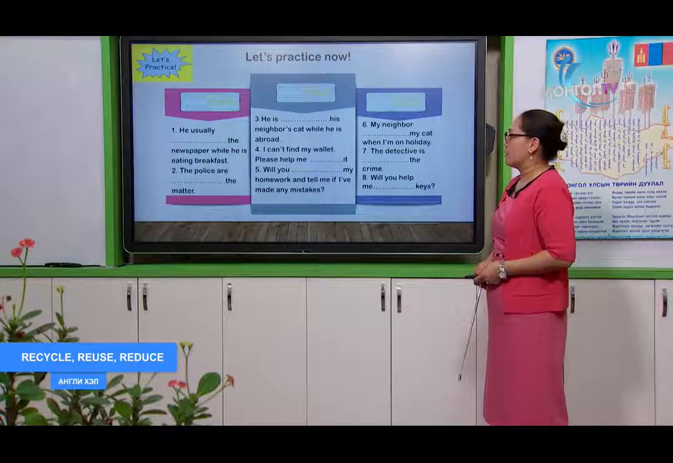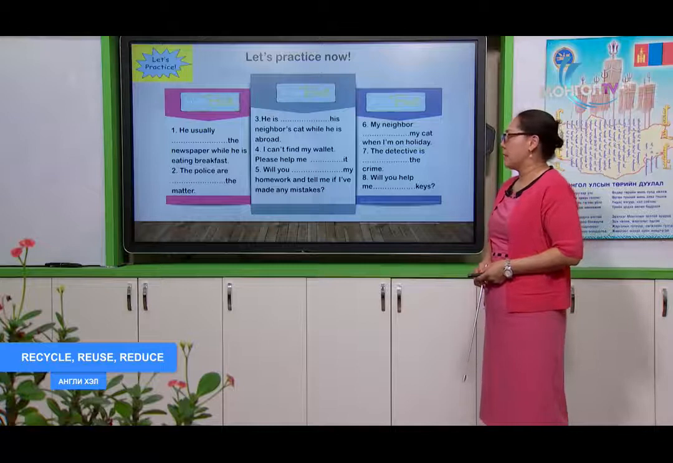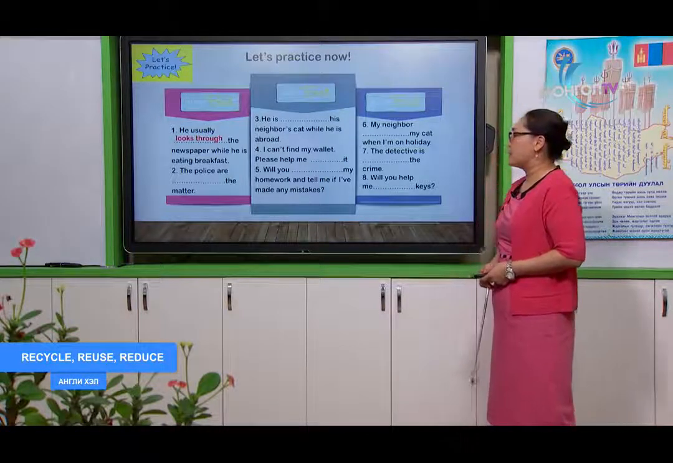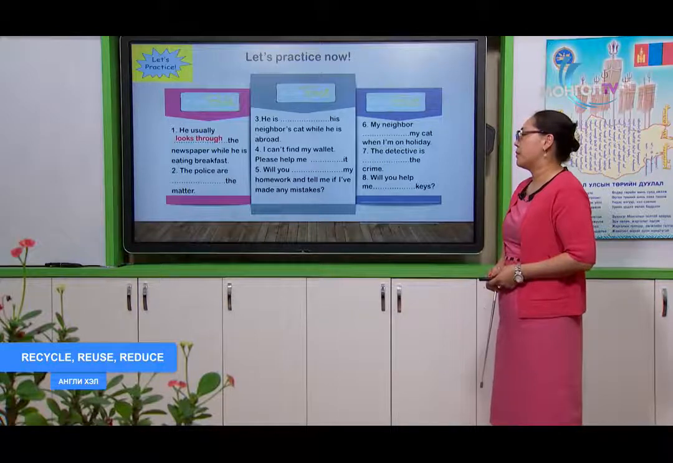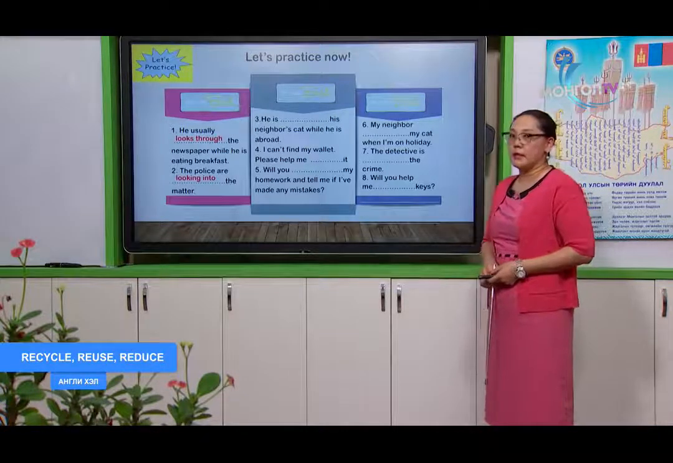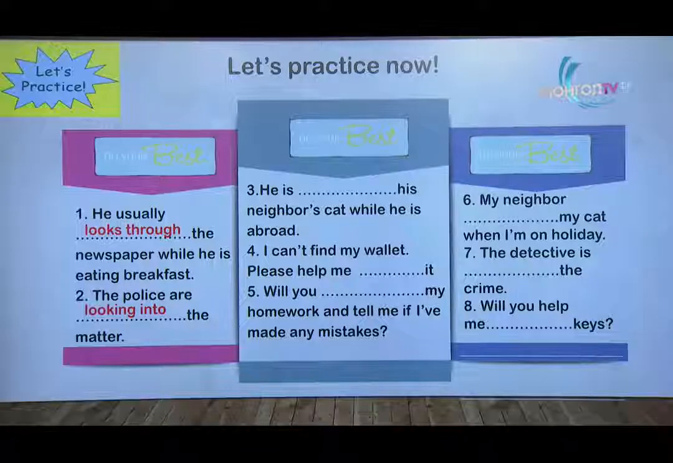He usually, okay, what do you think? Okay, let's do it together. He usually looks through the newspaper while he is eating breakfast. Okay, number 2, the police are, okay, what do you think? Okay, let's see now. Looking into the matter. Okay, number 3. His neighbor's cat means look after, take care. So here, the correct answer is looking after, taking care.